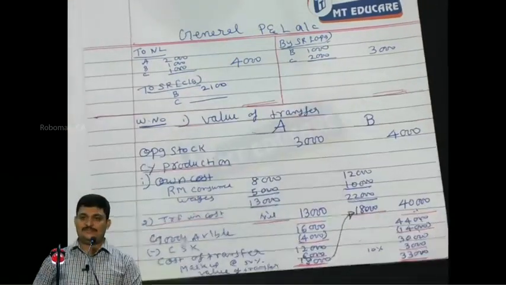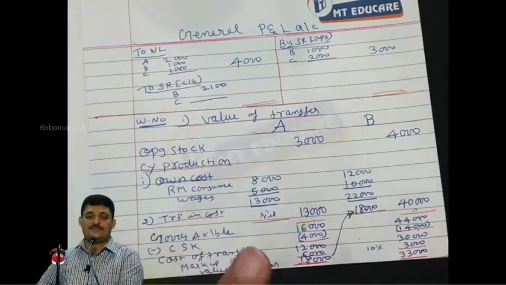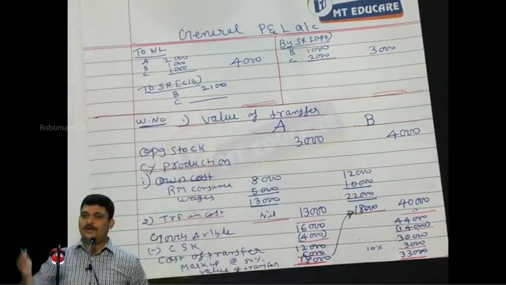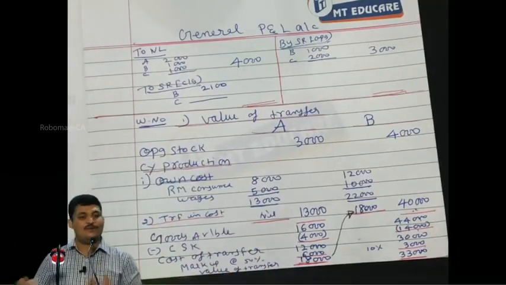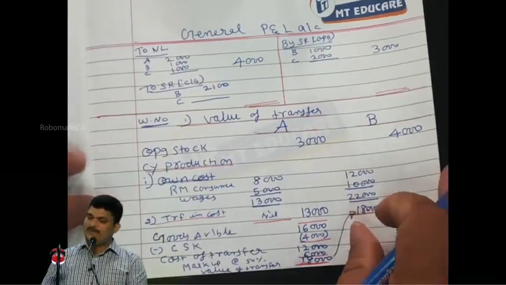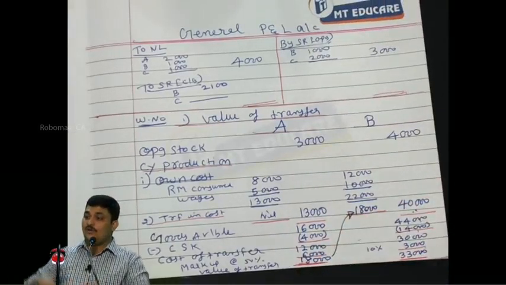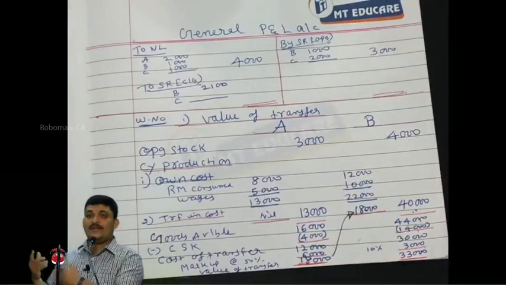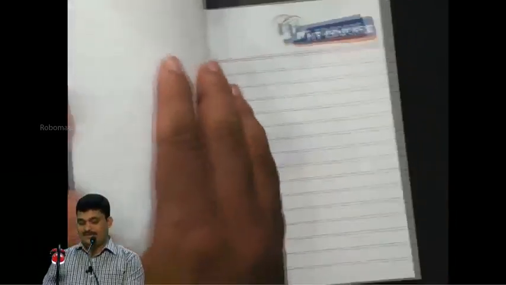So we got already 10 marks plus another 3 marks now, 13 marks over. Now, 3 more marks. Understood? Let us take that 3 more marks. Shall we? That is easy, you know why? Because there is no own cost. There is no production in department C.